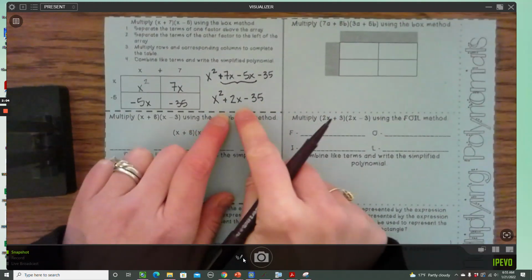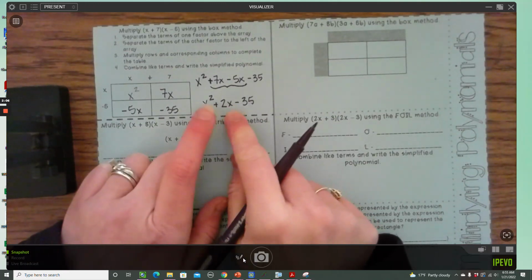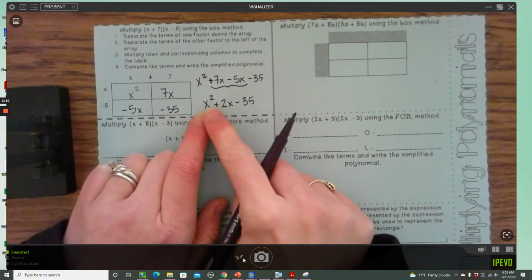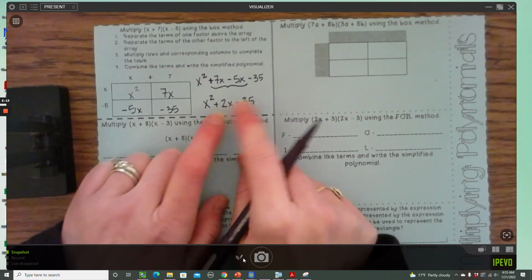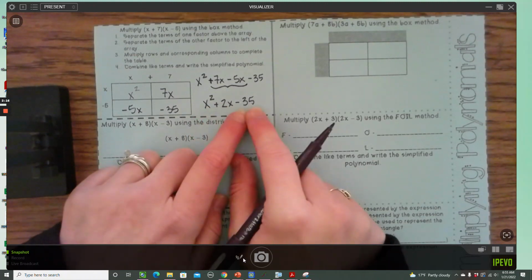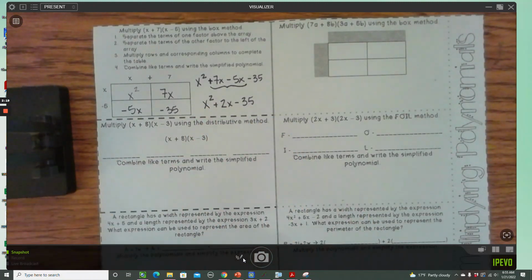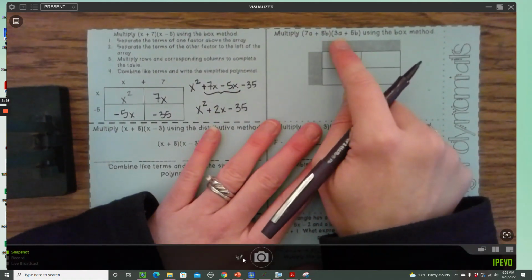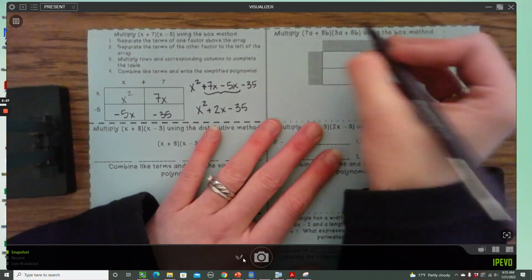And this is a quadratic equation, and we'll be working with these for 2 units this year. So just kind of get used to knowing that this form, x squared plus 2x minus 35, or anything that has an x squared and then the next term is an x and the next term is a constant, is a quadratic. All right, so multiply 7a plus 8b times 3a plus 5b using the box method.